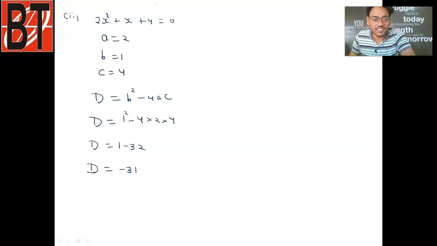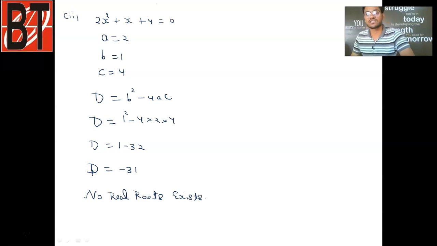So students, you can check here. We are getting the value of D negative, and we know whenever D is negative, the roots are not real, the roots are not possible. So yes, we will say here, no real roots of the given quadratic equation exist. No real roots exist. Clear students?